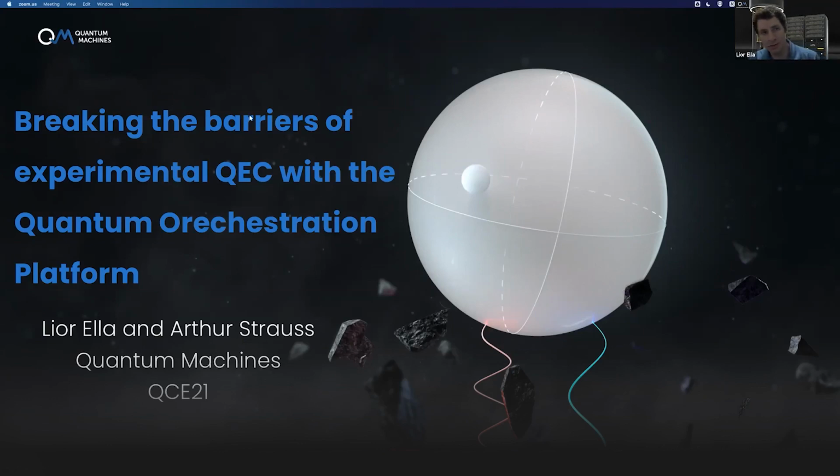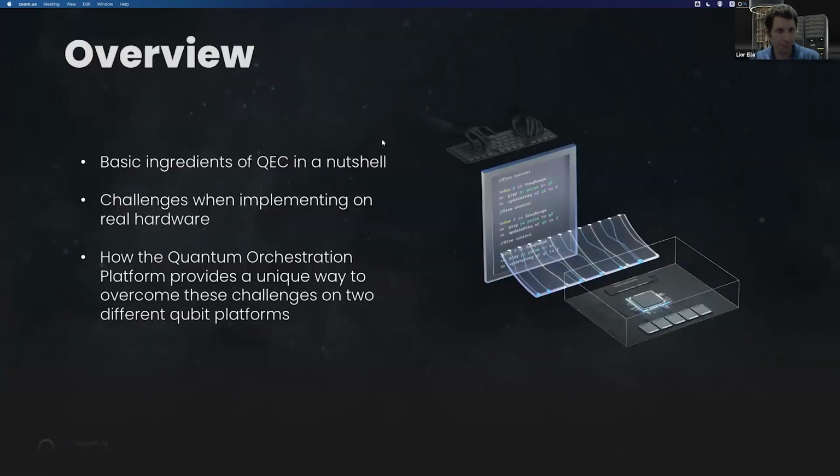So what we're going to be talking about today is breaking the barriers of experimental quantum error correction with a quantum orchestration platform. What does that mean, and what are we going to show today? We're going to start by talking about the basic ingredients of quantum error correction in a nutshell, what we need in order to understand the big problems. Then we're going to talk about the challenges that arise when you implement quantum error correction experiments on real hardware, and how the quantum orchestration platform provides a unique way to overcome these challenges. We're going to see it on 2 different qubit platforms. Let's get started.